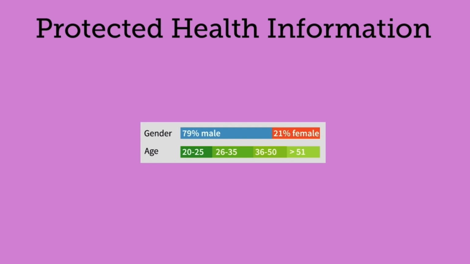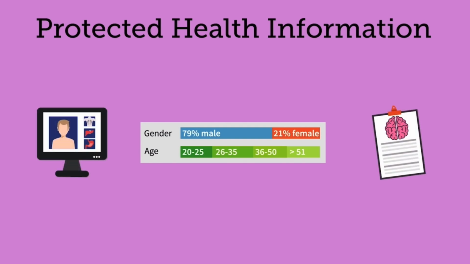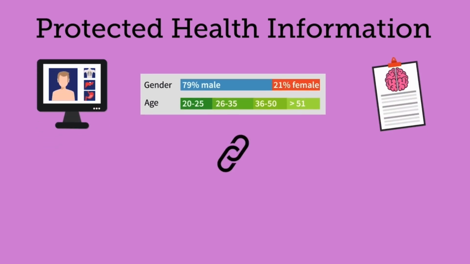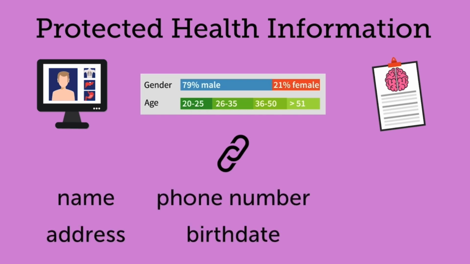Keep in mind that if you are requesting protected health information, or PHI, there may be additional requirements for data sharing that need to be in place. PHI is information about the demographics, medical history, or mental health conditions of individuals that is tied to common identifiers, such as name, address, phone number, birth date, email address, or social security number.